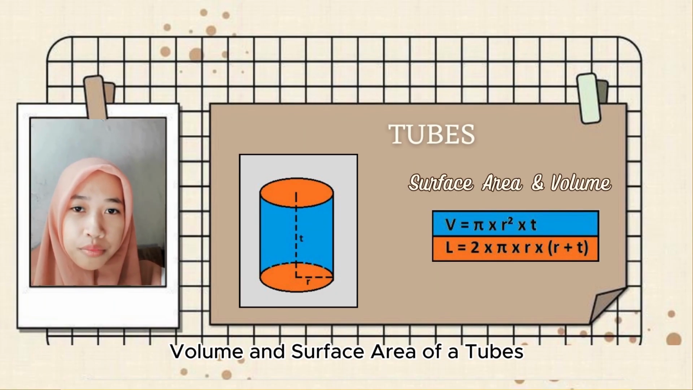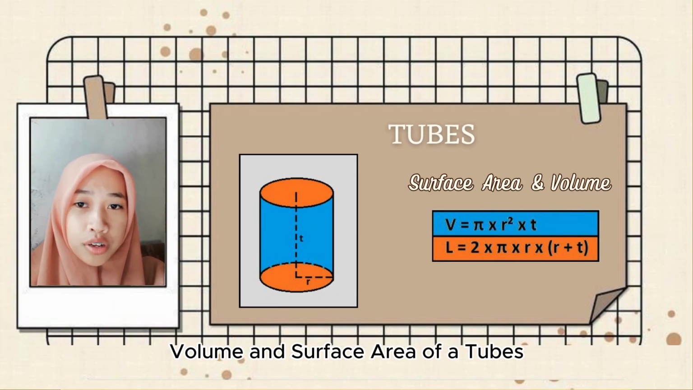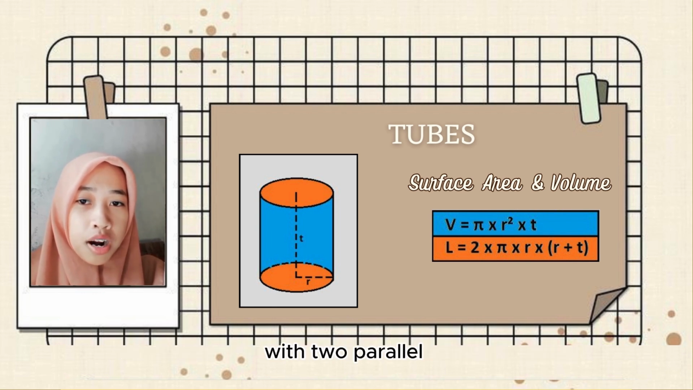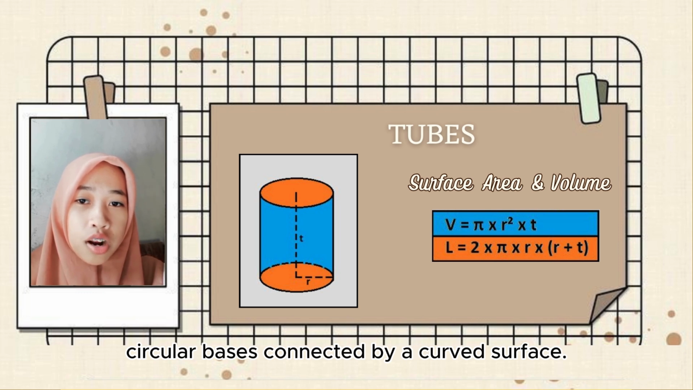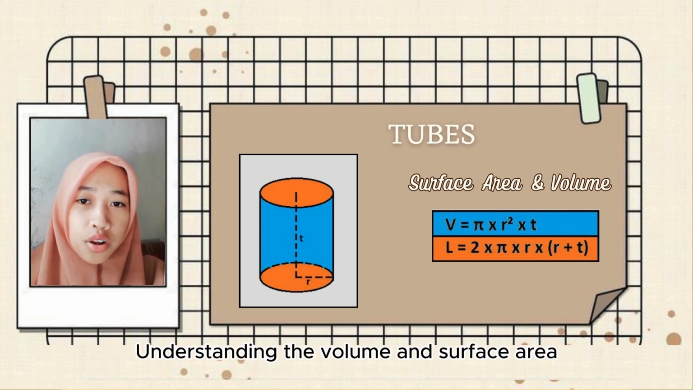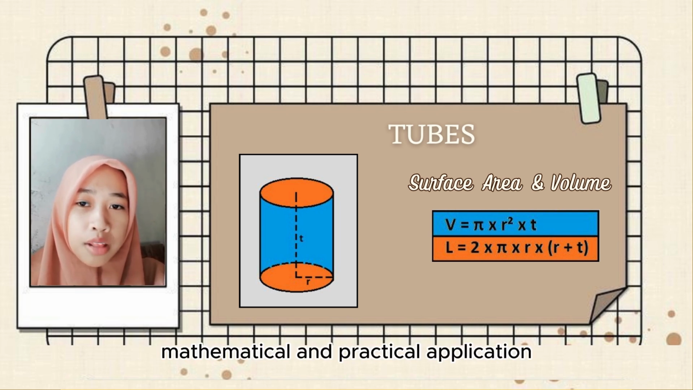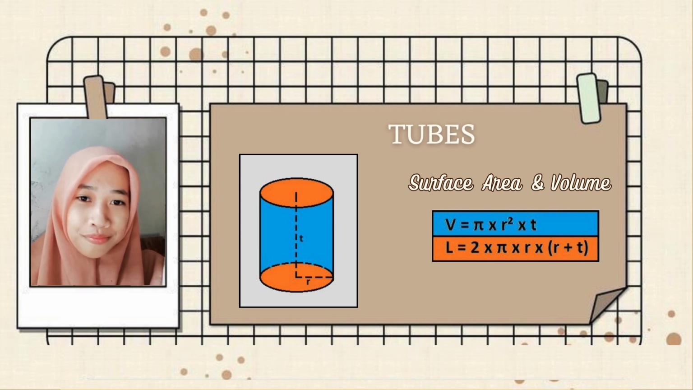Next, volume and surface area of a tube. A tube is a three-dimensional geometric shape with two parallel circular bases connected by a curved surface. Understanding the volume and surface area of a tube is essential in various mathematical and practical applications.